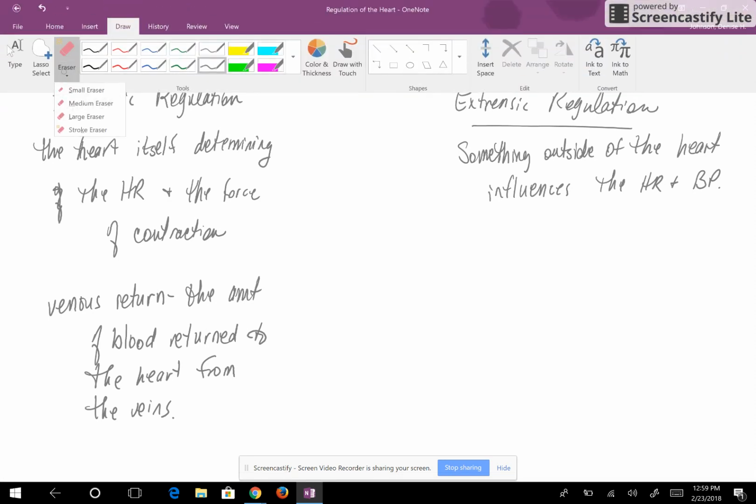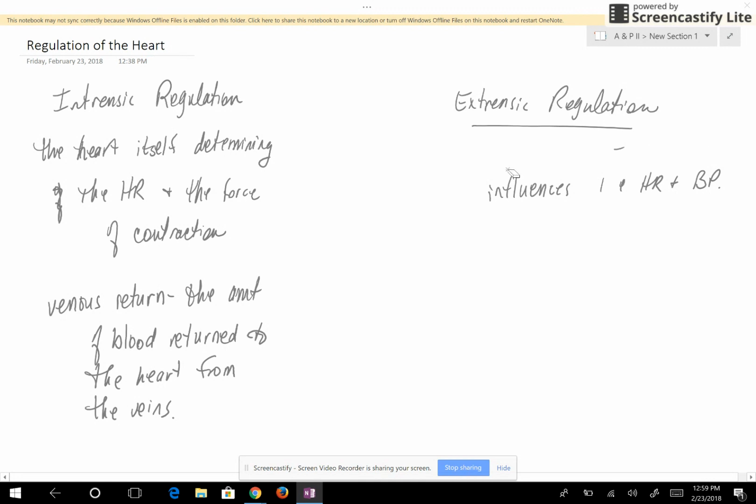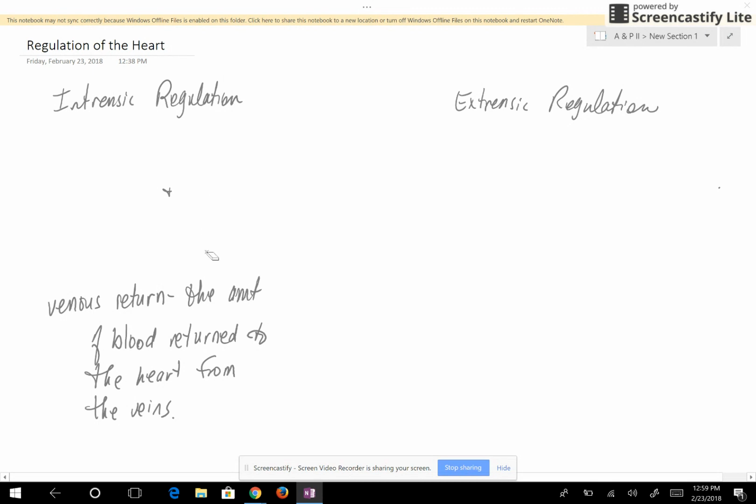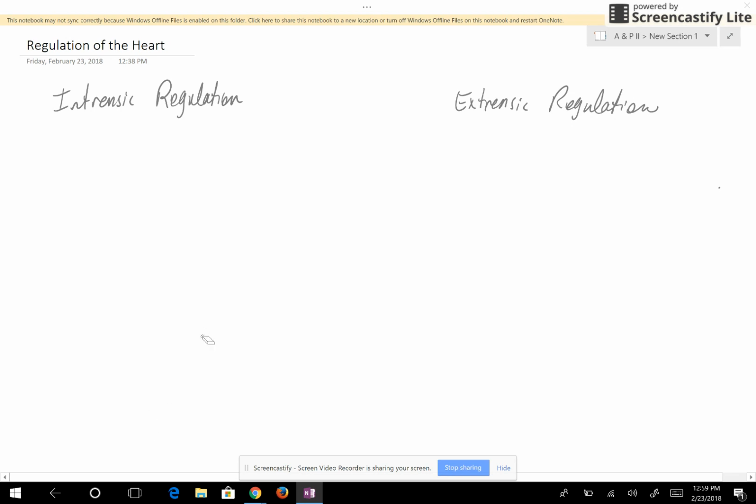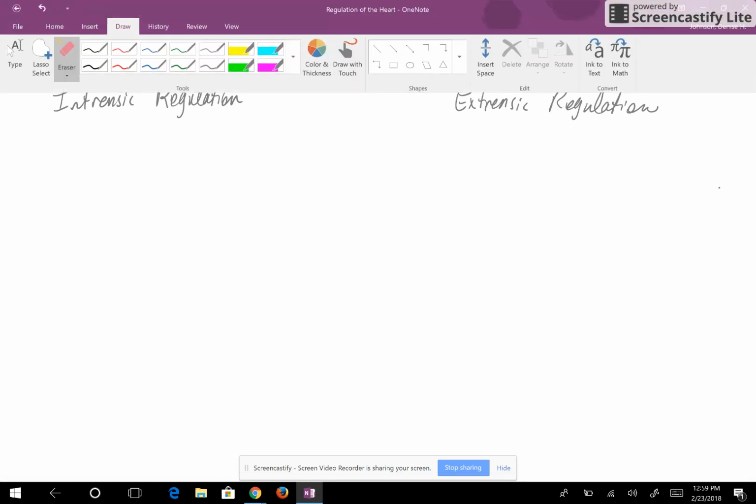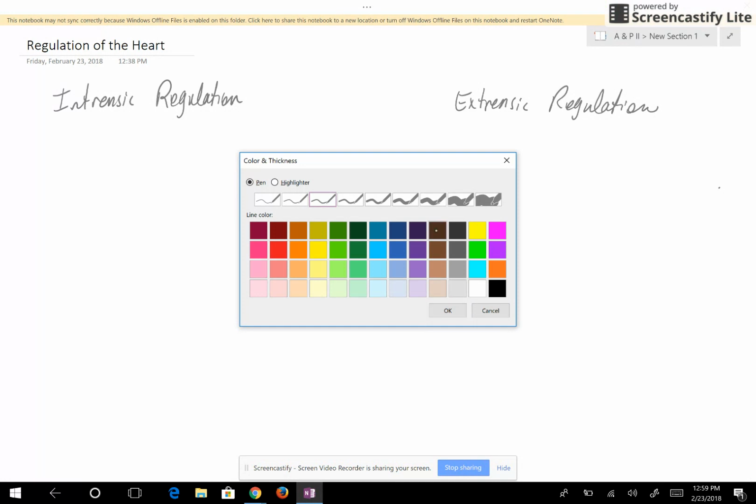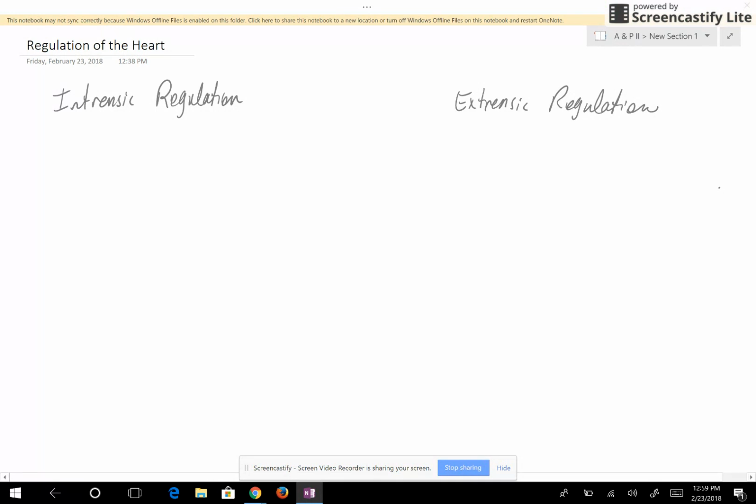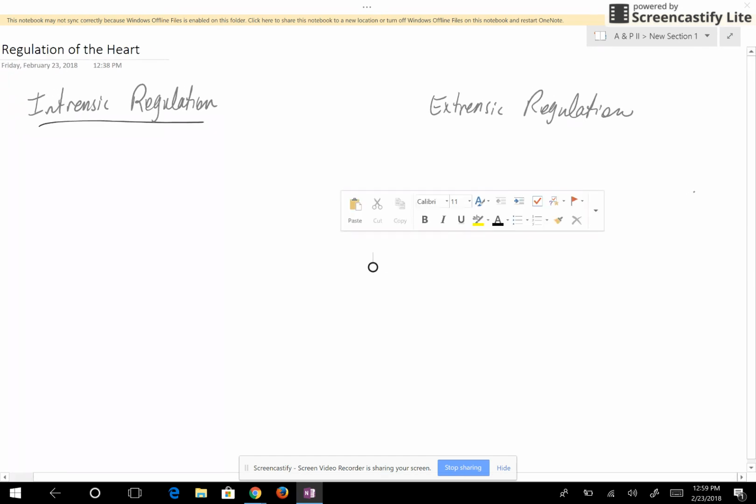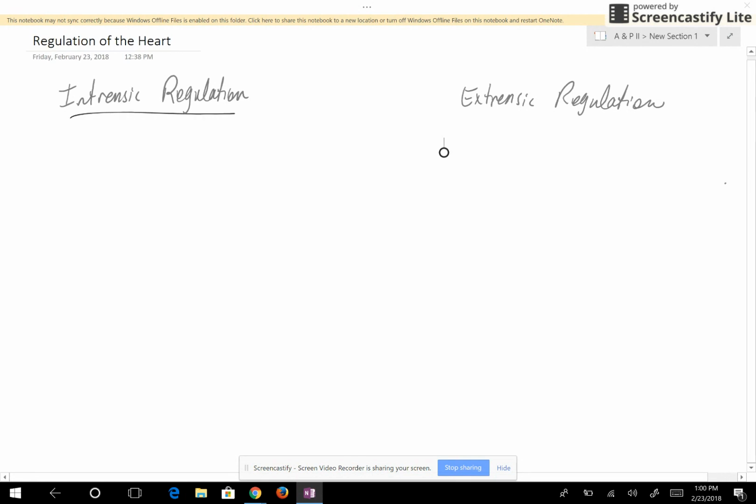Okay, so let's erase some of this so I can have a little bit of room, and we'll be talking about intrinsic regulation. Intrinsic regulation depends on venous return, and the definition of venous return is the amount of blood returned to the heart from the veins. Okay, intrinsic regulation is going to be the heart itself determining the heart rate and blood pressure.